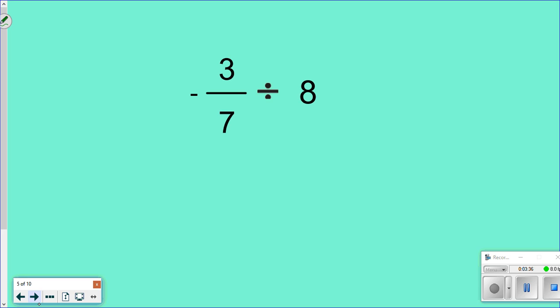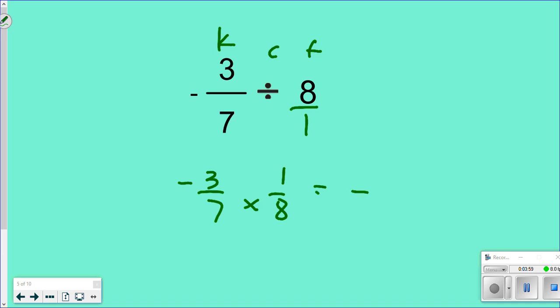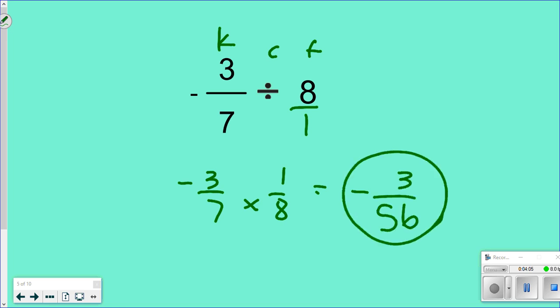Okay, let's try another one. I have negative 3/7 divided by 8. If you have a whole number, you have to make it a fraction. And to make it a fraction, you put a 1 underneath of it. Whole number always gets a 1. Then you can do your keep, change, flip. Negative 3/7 times 1 over 8. No reducing here, but I do have a negative fraction, so I know my answer is going to be negative. 3 times 1 is 3. 7 times 8, 56. And that would be my answer.